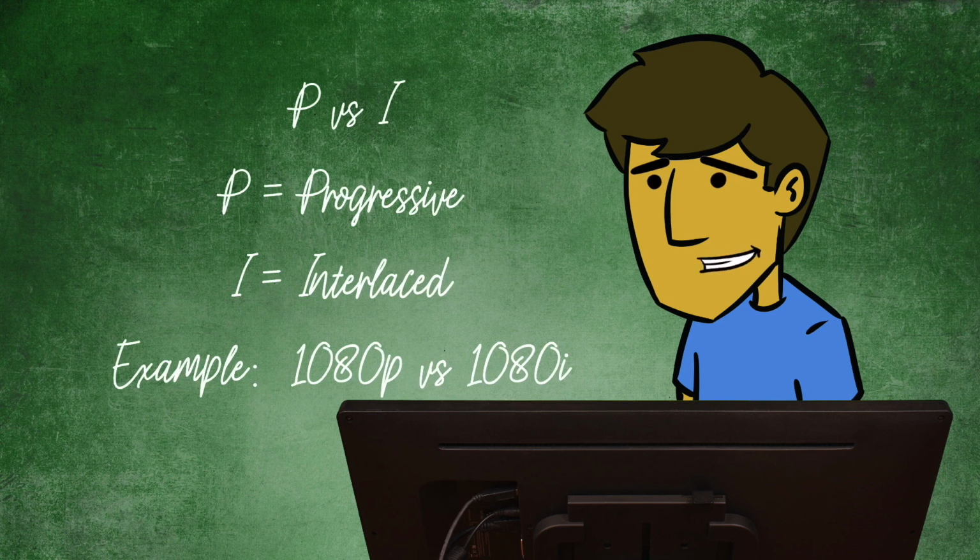Well, that's when you get into something called P versus I. The P stands for progressive, and the I stands for interlaced. An example of this is 1080p versus 1080i. For us animators, we want to ignore the I. We don't ever want to work with interlaced. So make sure you're always building your projects with progressive format.